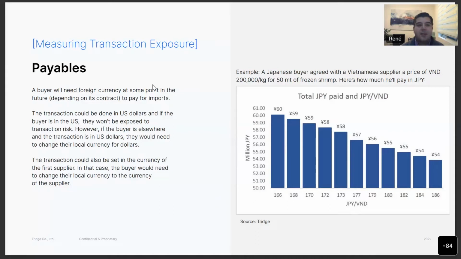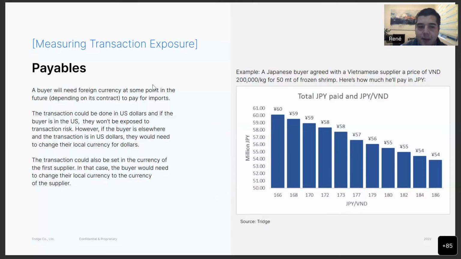So let's look at the payables part first. How can a buyer map his exposure to currency volatility? So now I'm talking about a payable. Let's assume our buyer has to pay in a foreign currency. So he would need to convert his local currency, which is the currency in which he earns his money, to the foreign currency in order to make such payment.